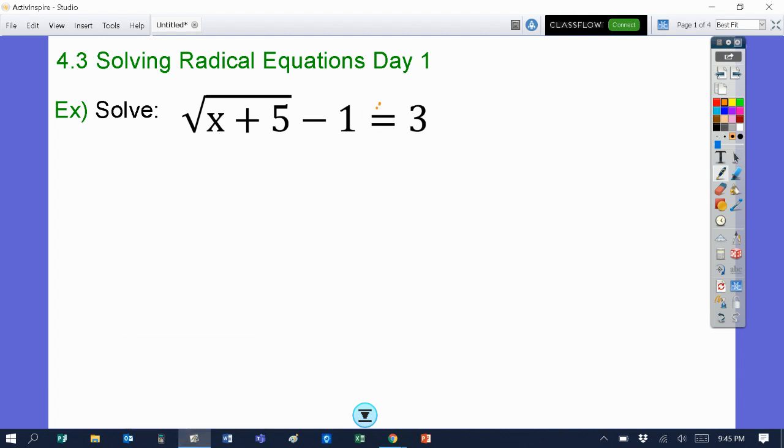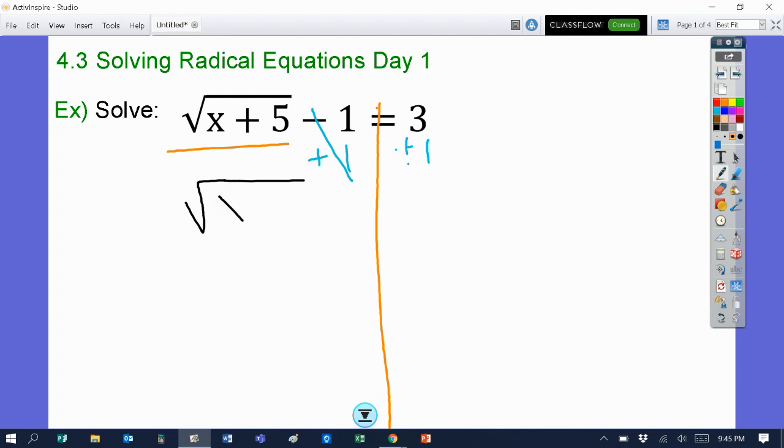So I'm going to draw my line down my equal sign. Our goal is to get our radical by itself because we can undo radicals with exponents. So first we need to isolate it. So we have minus 1, so I'm going to add 1 to both sides. Negative 1 plus 1 is 0. So we get the square root of x plus 5 equals 3 plus 1 is 4.